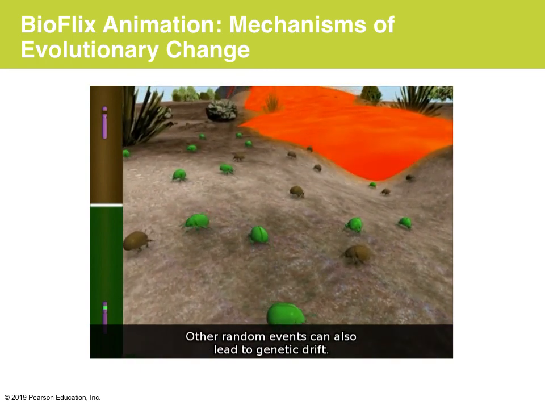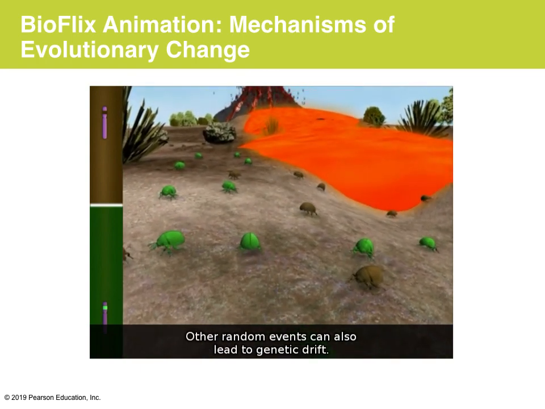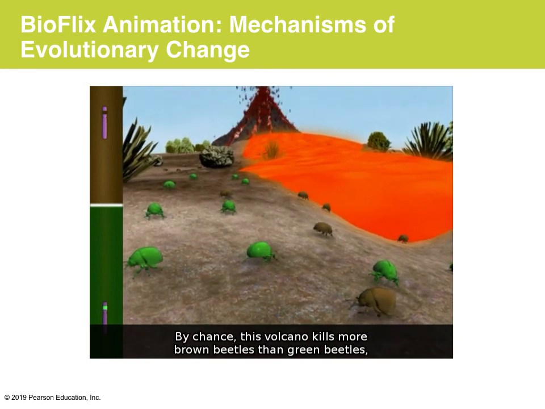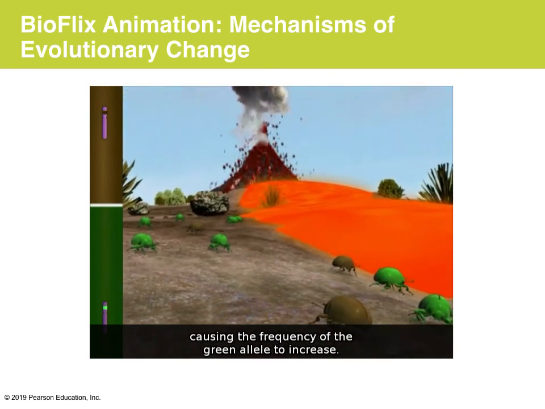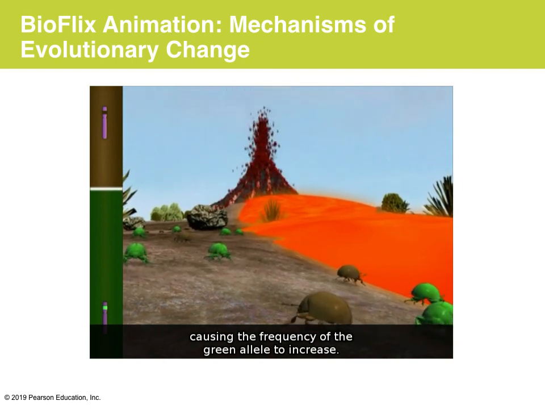Other random events can also lead to genetic drift. By chance, this volcano kills more brown beetles than green beetles, causing the frequency of the green allele to increase.